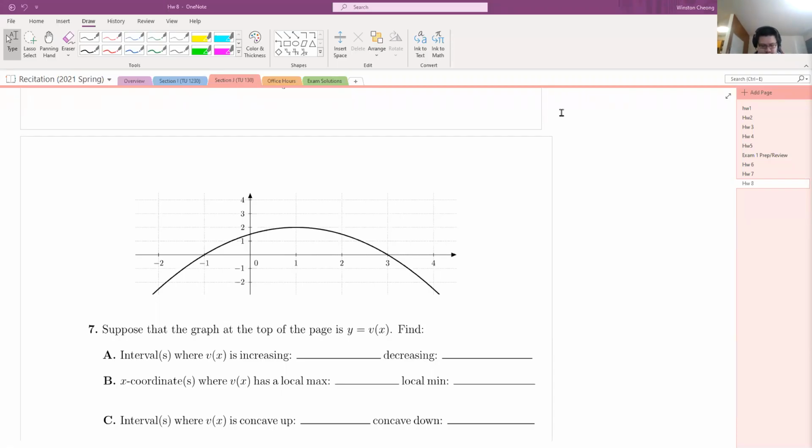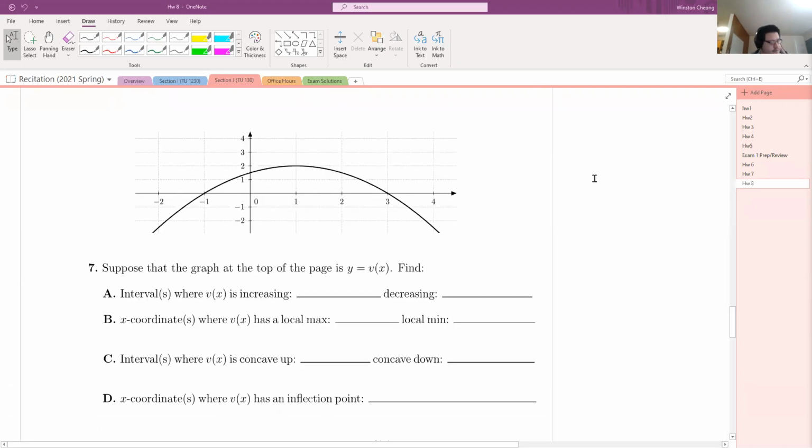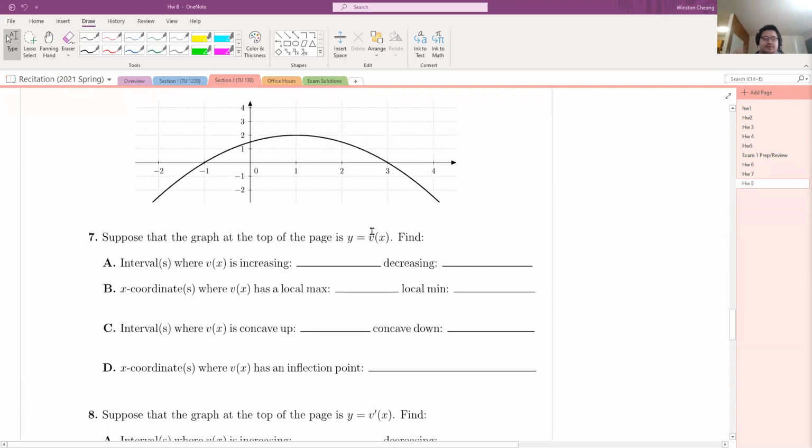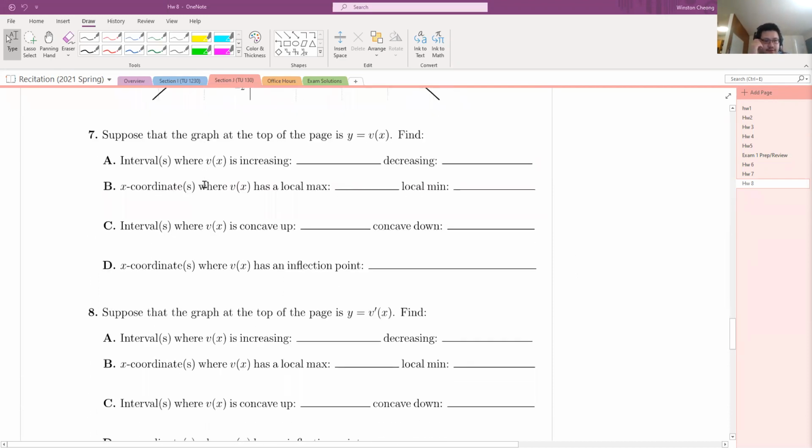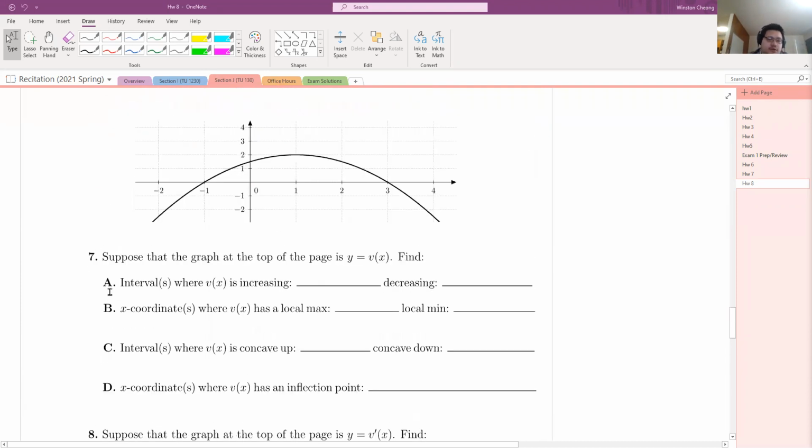So let's get started. Today's going to be pretty short, apparently. I overestimated how much time this page is going to take. This page with problems 7, 8, and 9.